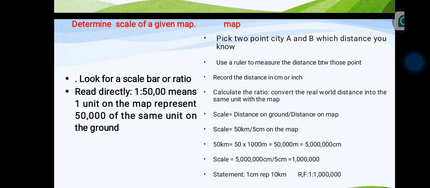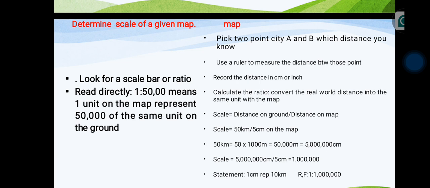Then the next item: determine the scale of a given map. How do you determine the scale of a given map? How do you know the scale of a given map? One, look at a scale bar or ratio.